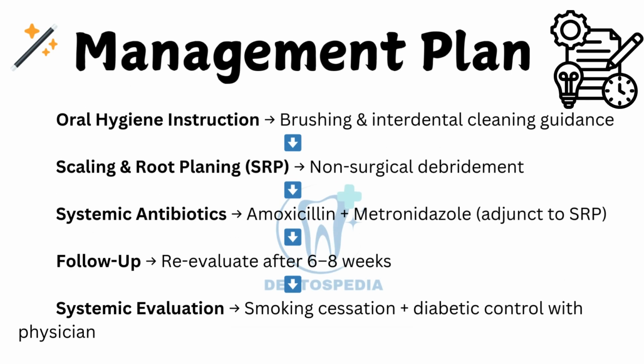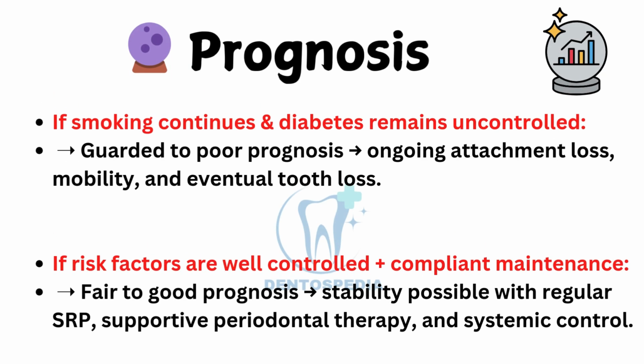For Mr. John, we start with oral hygiene instruction, then scaling and root planing. Antibiotics like amoxicillin and metronidazole may be added. Re-evaluation is done after 6 to 8 weeks, and systemic control of smoking and diabetes is essential for long-term success. In Mr. John's case, the prognosis is guarded to poor if smoking and diabetes remain uncontrolled, but with strict oral hygiene, supportive therapy, and systemic control, the outcome can improve to fair or even good.